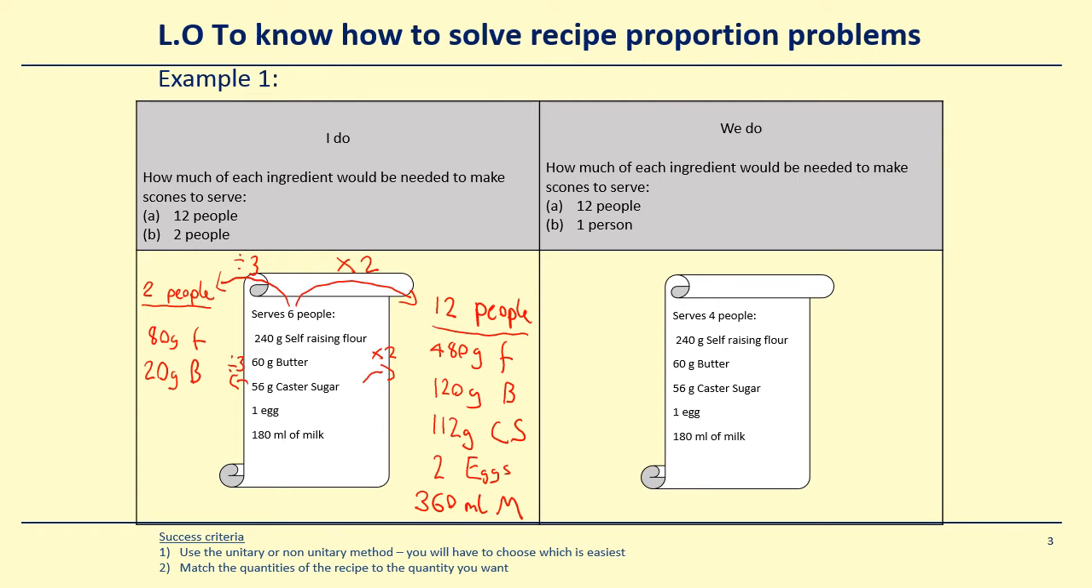56 divided by 3, I'm presuming this maybe should be 54, so apologies for that. I'm going to actually change that in this one as well. Actually no, that should be fine in that one. Right, so 56 divided by 3, that's going to give me about 18.6 recurring. Again, I presume this should be 54. 18.6 recurring grams of caster sugar, and maybe you could just round this up to 19. 1 egg, we're dividing that by 3, so we need a third of an egg. And 180 ml of milk, dividing it by 3, gives us 60 ml of milk.